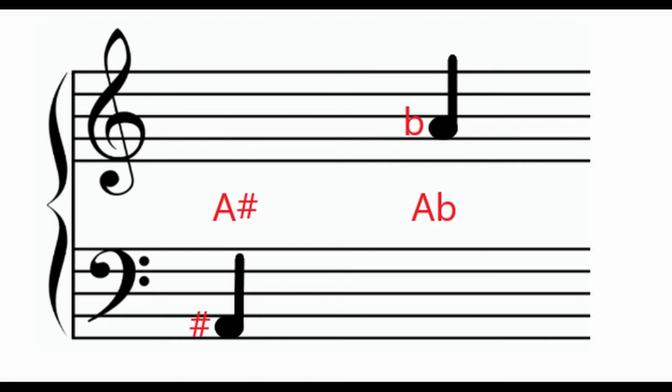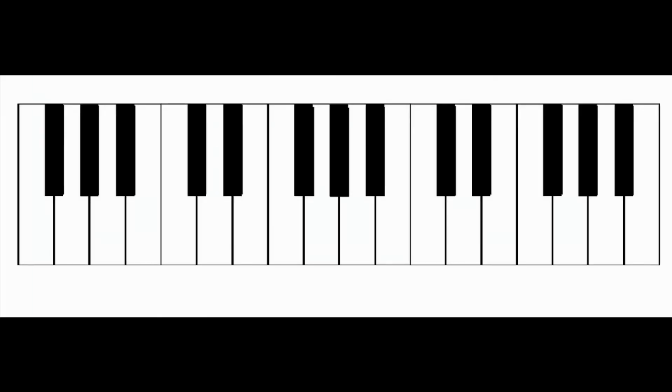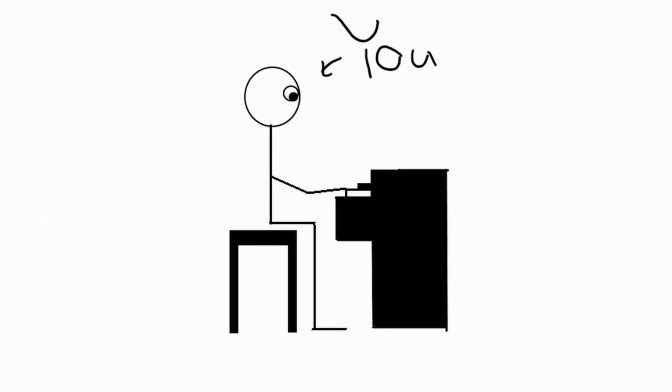To indicate a sharp note, there will be a hashtag in front of the note that is sharp. The same thing applies to flat notes, but there will be a miniature B. Now let's talk about how to physically use the piano. When you sit down at a piano, make sure your feet are flat on the floor and your back is upright. Then, relax your shoulders and arms.